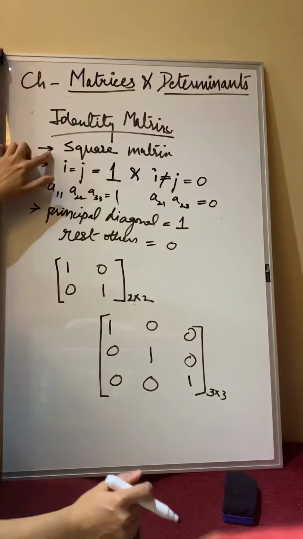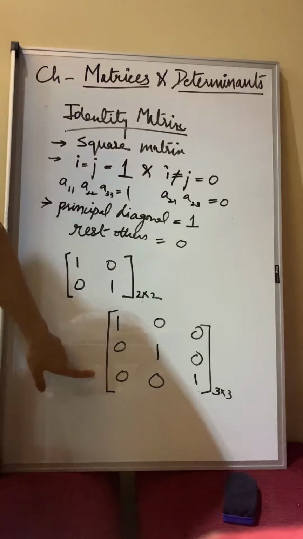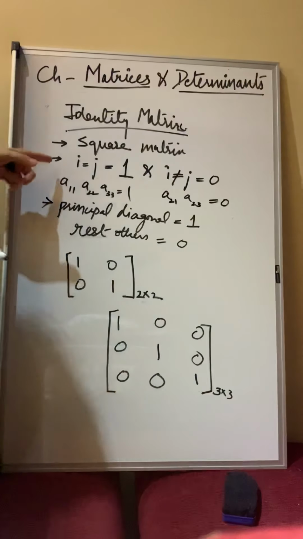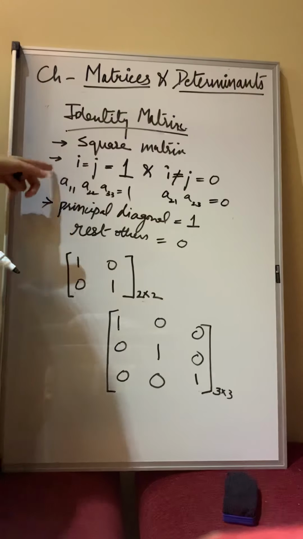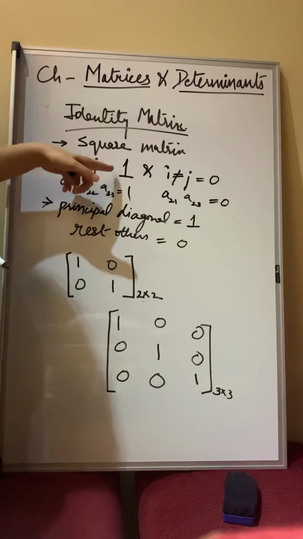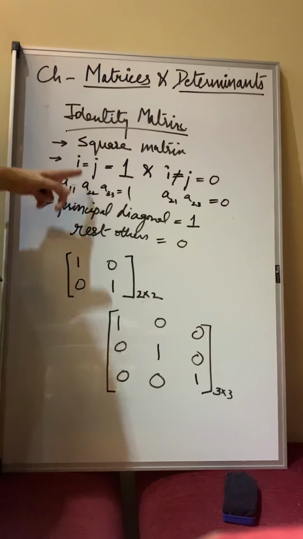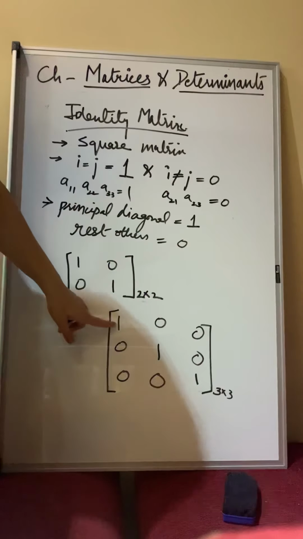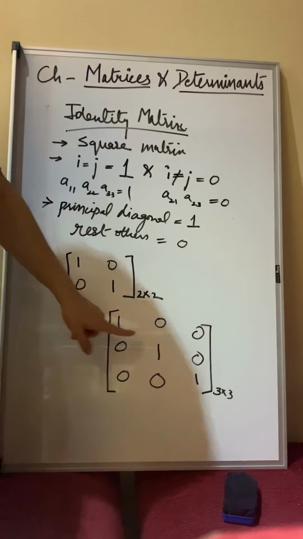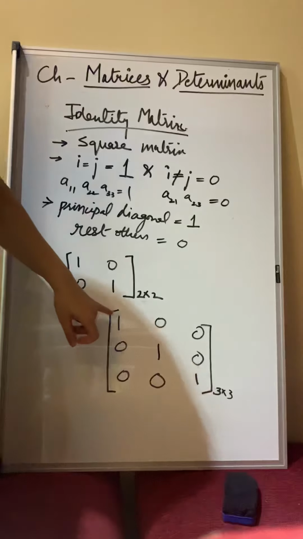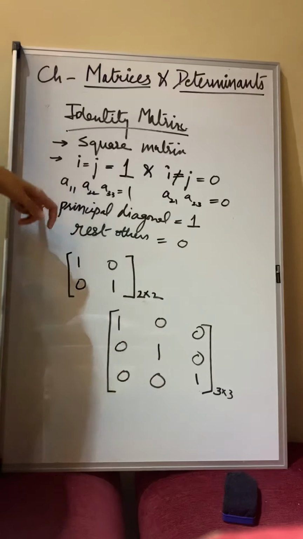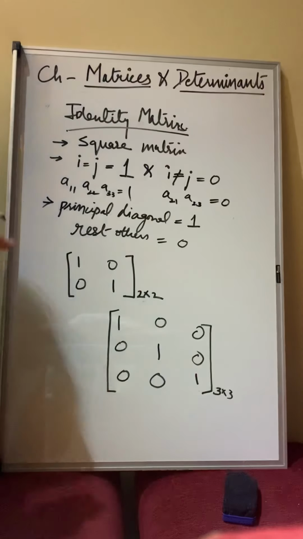So the first condition: it should be a square matrix. As we can see, this is 3:3 and this is 2:2. Second condition: where i is equal to j, the value will be 1, and for the rest, the value will be 0. Here i is equal to j, A11, A22, A33, 1, 1, 1, and the last one I already explained.